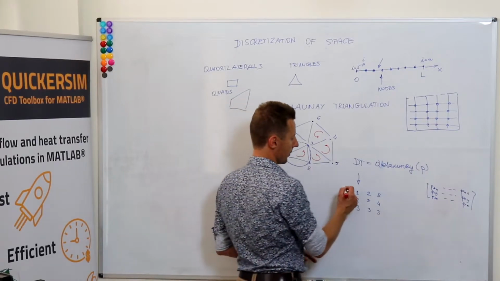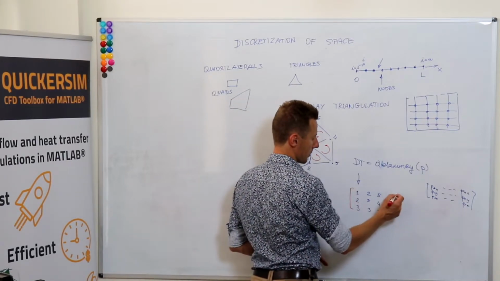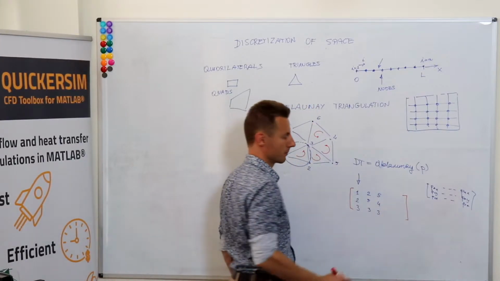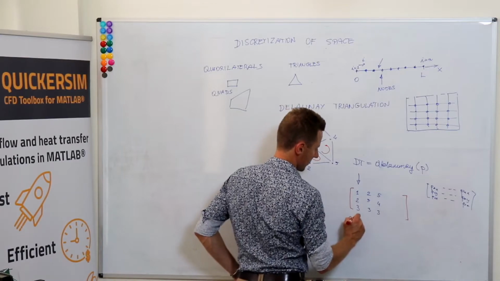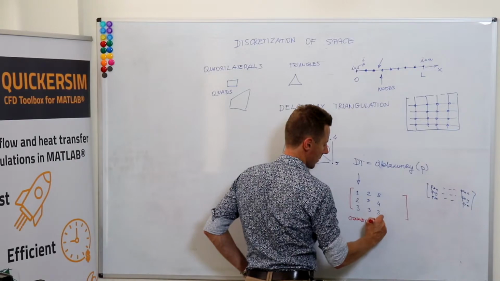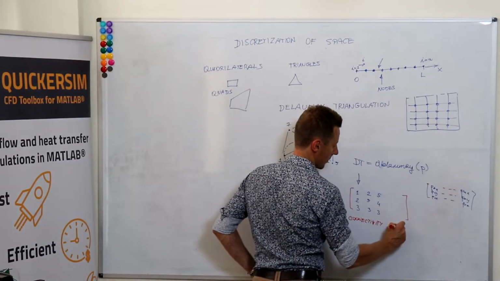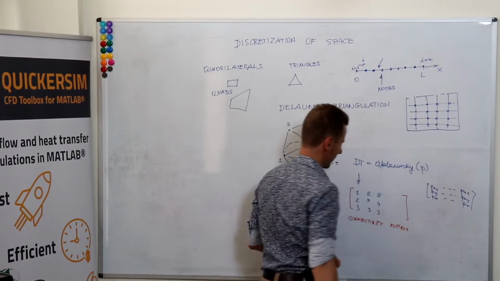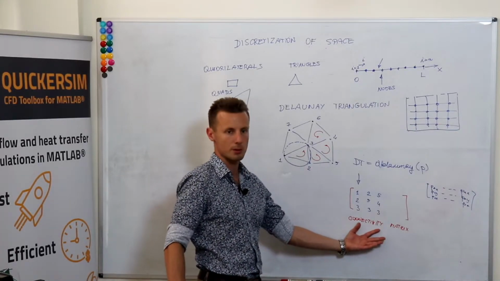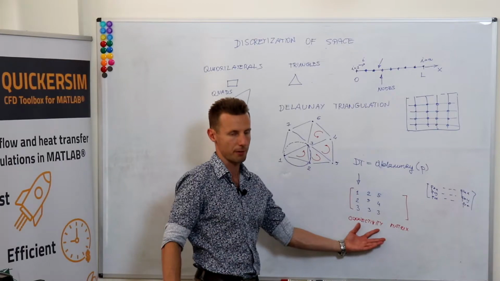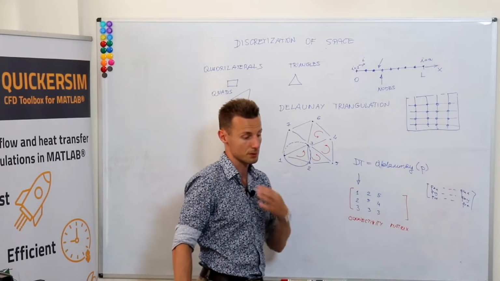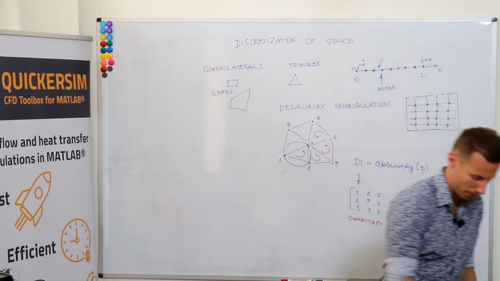This one is often called the connectivity matrix. Connectivity always says which points, which nodes you need to connect with each other to form the triangles, volumes, elements, or whatever method you've got.